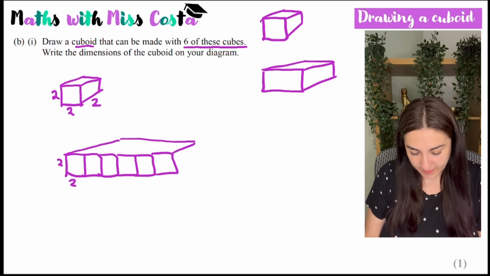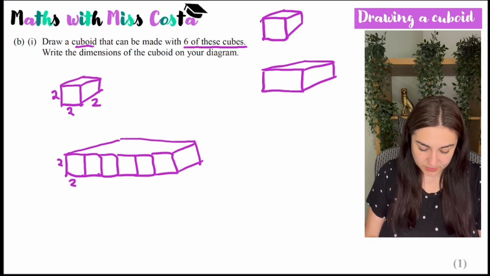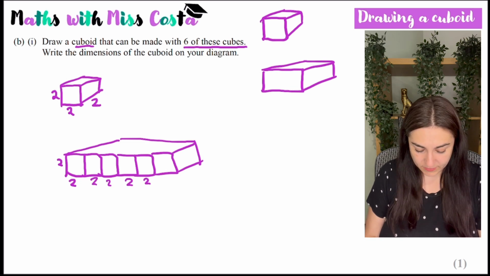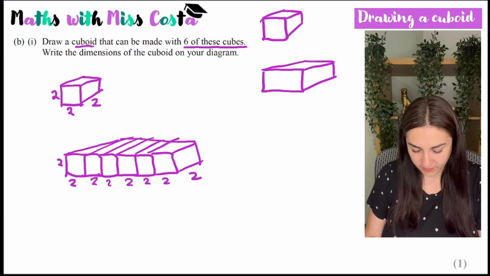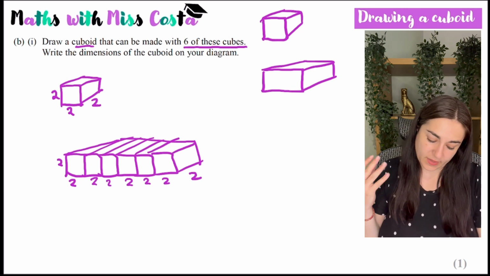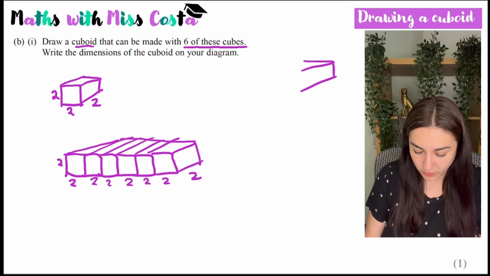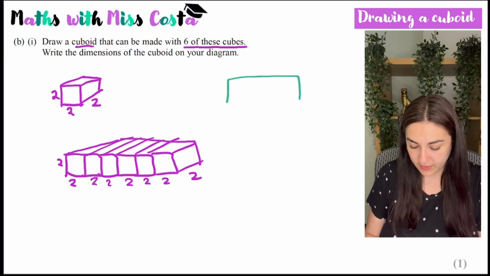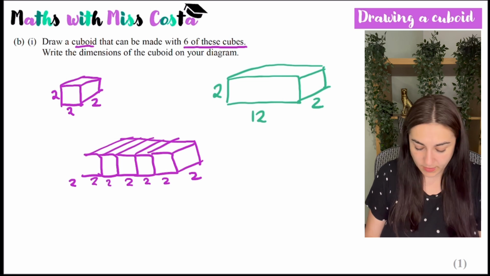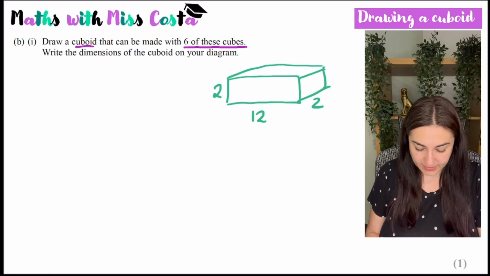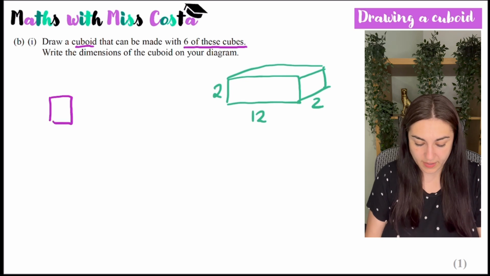And then that would form this cuboid here, which would be 2 times by 2, 4, 6, 8, 10, 12. And times by 2, because I've just got 1 cube. I don't know why I made it so long. That looks a bit weird. But that could be one option. So one option for my cuboid could be 2, 12, and 2.